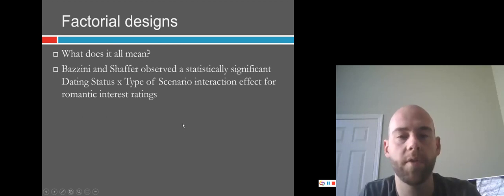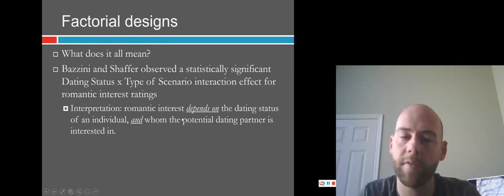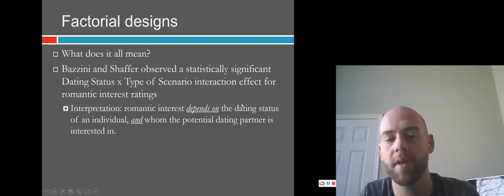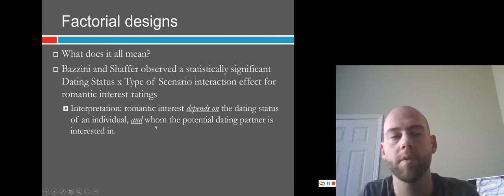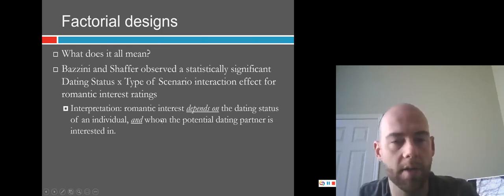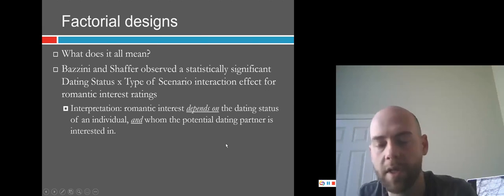So Bazzini and Schaefer, when they put this together, they found that romantic interest depends on the dating status of an individual and whom the potential dating partner is interested in. It's not just that one of these main effects mattered, it's that they interacted with one another to tell a bit more of a complex story. I'm going to end this video here and talk a little bit more about how to think about figures in graphical interpretation, and we'll wrap up this topic.